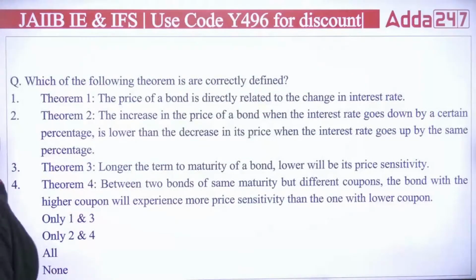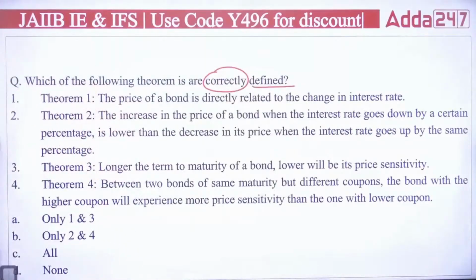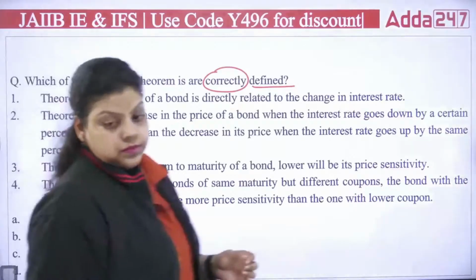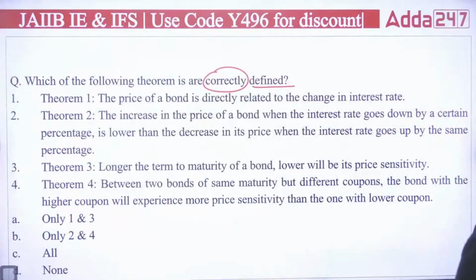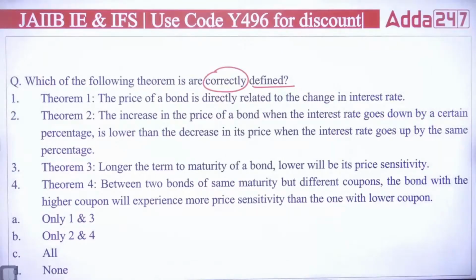Next, which of the following theorem are correctly defined here? So we know there are 4 theorems we have. So which of the following theorem is correctly defined? First is saying the price of a bond is directly related to the change in interest rate. Second is saying the increase in the price of a bond when the interest rate goes down by a certain percentage is lower than the decrease in its price when the interest rate goes up by the same percentage. Third is saying longer the term to maturity of a bond, lower will be its price sensitivity.